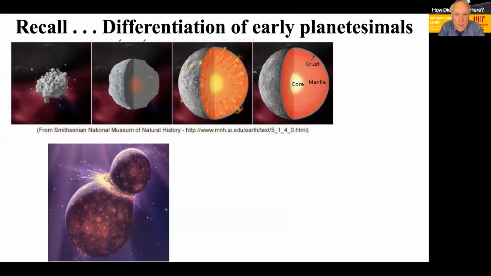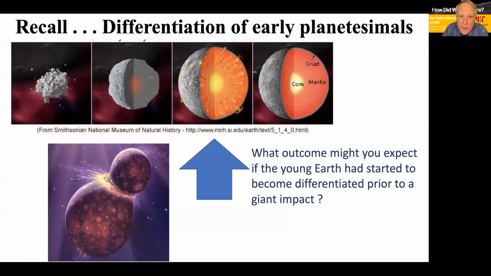Okay, so I want to ask a question, remembering the early stages of planetesimal formation, that the Earth is forming, it's hot, and so the iron, of all the elements that are present in the Earth, iron being one of the heaviest, is able to sink to the core. And so, just stop and think, what outcome might you expect if we have a giant collision, as you see there on the left, that occurs after much of the iron of the Earth has formed the core, if the young Earth had started to become differentiated prior to a giant impact splashing material off.